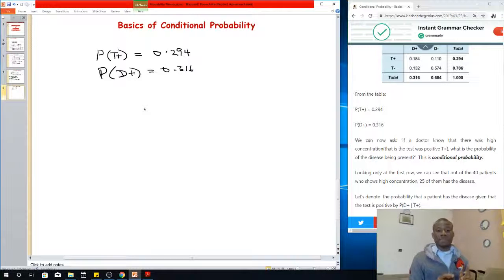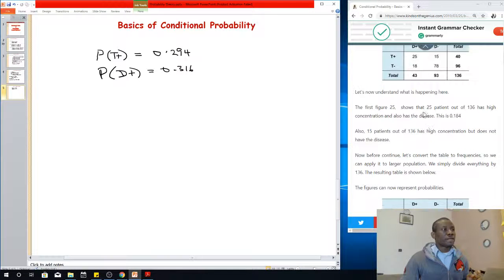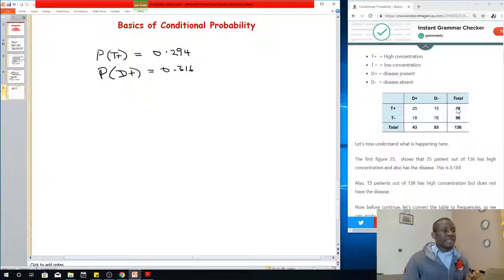So what we are saying here is, when the doctor carries out the test and finds out that there is high concentration of this substance in the patient's blood, what is the probability of the disease being present? This is where conditional probability comes into play. Looking only at the first row, we can see that out of 40 patients who show high concentration, 25 of them have the disease. Let's go back to this place. So out of 40 patients that have high concentration of this substance, 25 of them have the disease, right? Good.